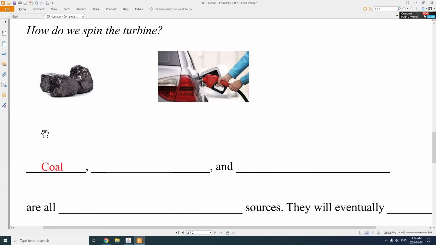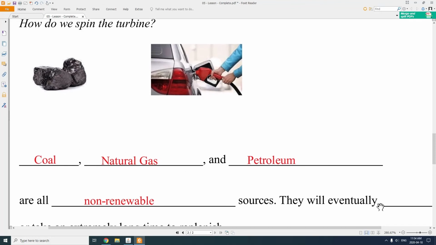You could use coal. Right, so you take coal, you burn it, you boil water until you get steam, and then you take that steam and you focus it on your turbine and you spin the turbine. You could do the same thing with natural gas or petroleum gas. We say that all of these are non-renewable sources. Right? Non-renewable means that they will eventually run out.